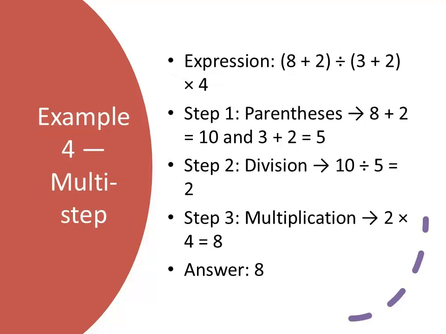Now a multi-step example with both parentheses and division. First, we solve the parentheses. 8 plus 2 is equal to 10 and 3 plus 2 is equal to 5. Now the expression is 10 divided by 5 times 4. Division and multiplication are at the same level, so we work left to right. 10 divided by 5 is equal to 2. Now we have 2 times 4 is equal to 8. So the answer is 8. Notice we solved parentheses first, then worked left to right for division and multiplication.